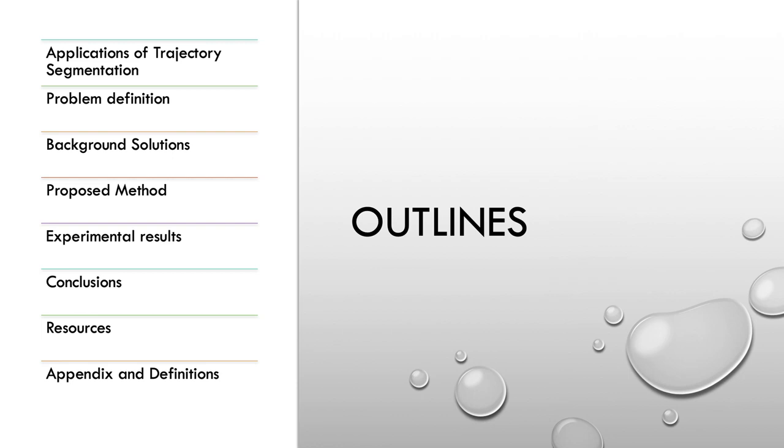First, I talk briefly about trajectory segmentation applications. Then, we formally define the problem of trajectory segmentation. Then I discuss some available solutions for trajectory segmentation. After defining the problem, I propose our approach to solve this problem using WS2. At the end, I explain our experimental results and provide some conclusions on our approach.